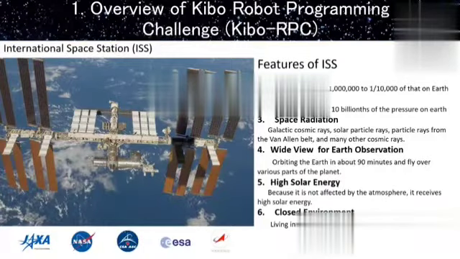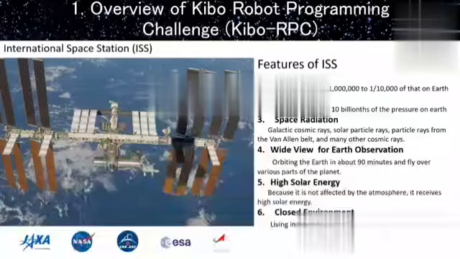Let me briefly introduce about ISS. The ISS is a huge manned experiment facility built about 400 kilometers above the ground, with a cooperation of 15 countries: Japan, the United States, Canada, European countries, and Russia.